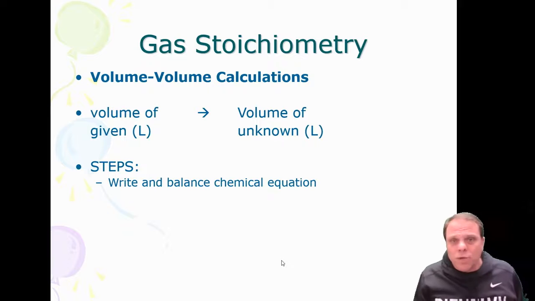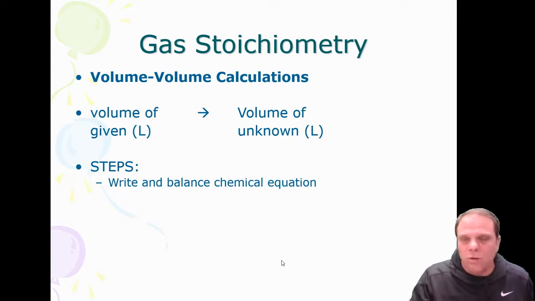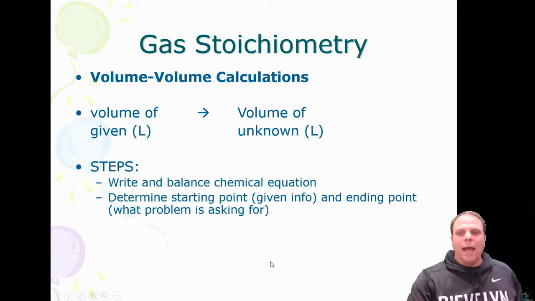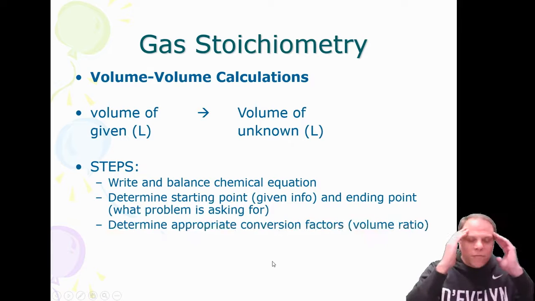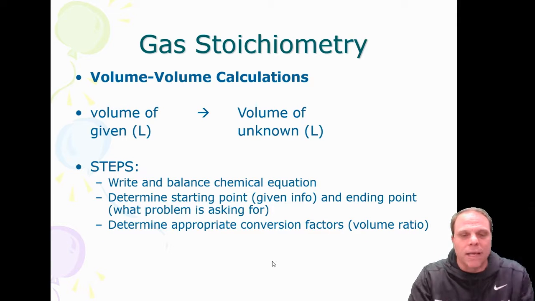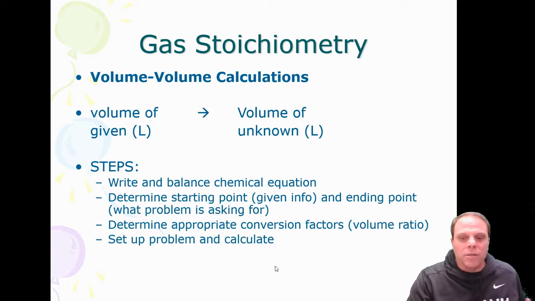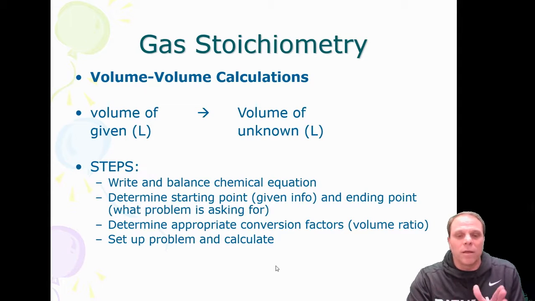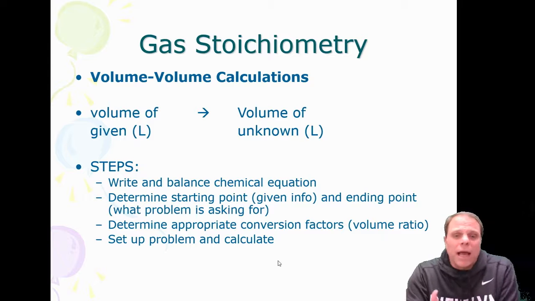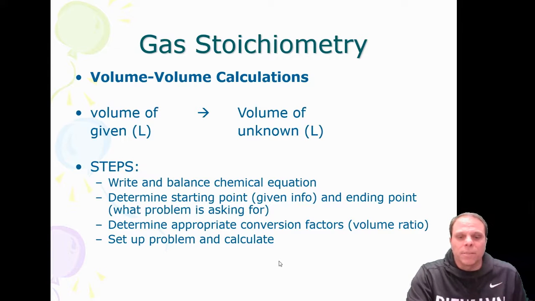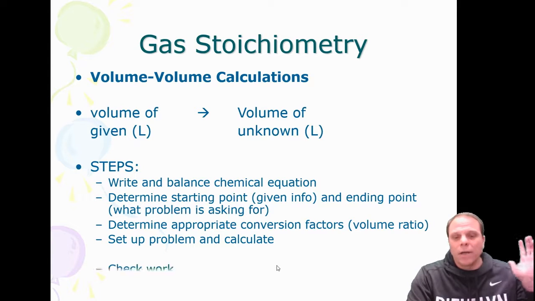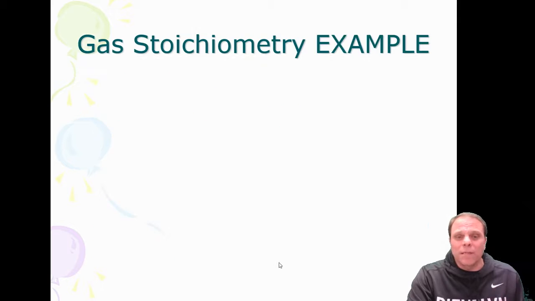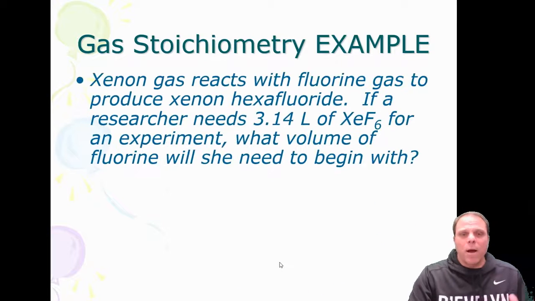Start off every stoichiometry problem with a balanced chemical equation. So I start with my balanced chemical equation and I say, what am I starting at and where am I going, right? In this case, I can use these conversion factors of volume to volume as I'm trying to move through my equation. That's just one of the many steps that you could have, is just a volume to volume comparison. Then you set up your problem, you calculate, you're good. All right, so let's see what this kind of problem looks like.